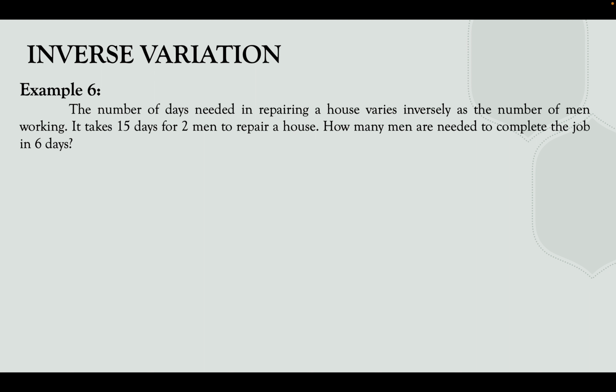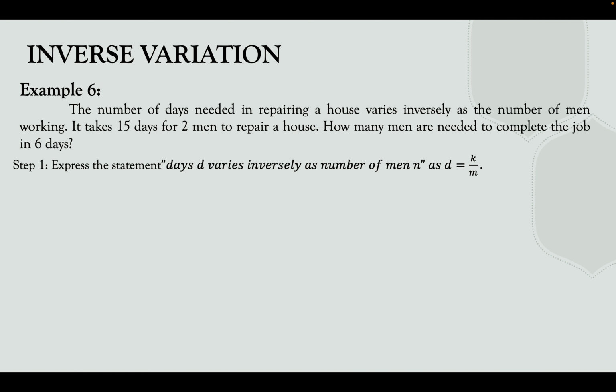Now, let's have a word problem in our last example. The number of days needed in repairing a house varies inversely as the number of men working. It takes 15 days for 2 men to repair a house. How many men are needed to complete the job in 6 days? So we just need to express the statement "days, or D, varies inversely as the number of men." We'll use M, so D equals K over M. Then solve for K by substituting the given values in the equation.